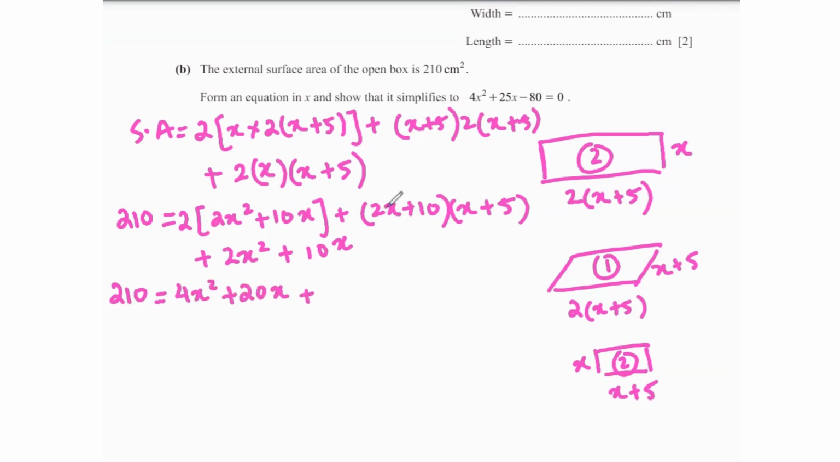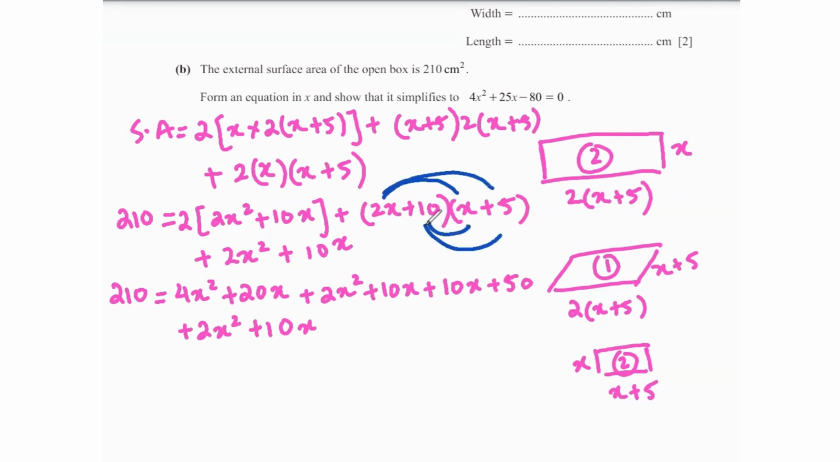Expand these two brackets. That's going to give us 2x squared plus 10x plus 10x plus 50, plus 2x squared plus 10x. For this, you would multiply 2x with x and 5 first, and then 10 with x and 5, which gives us 2x squared plus 10x plus 10x plus 50. Now we collect the like terms.